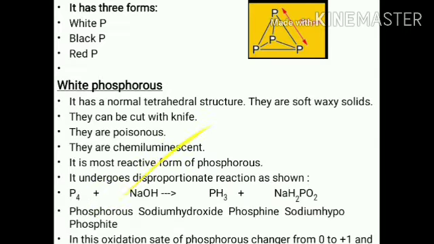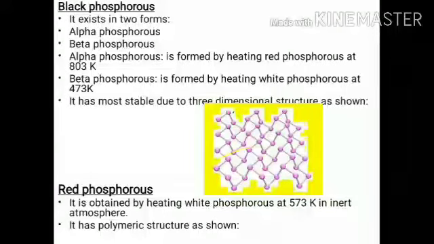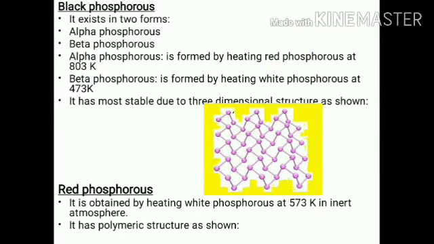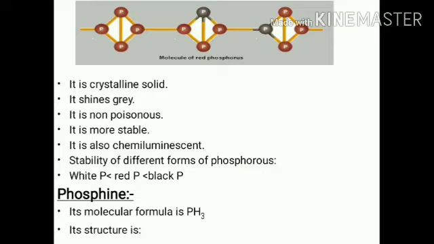Now the red phosphorus. Red phosphorus is formed by heating white phosphorus at 573 Kelvin in an inert atmosphere. Its structure is given here. All the P4 molecules are combined together. It is a crystalline solid. It is shiny gray. It is non-poisonous. It is more stable. White phosphorus is poisonous, but red phosphorus is not poisonous.